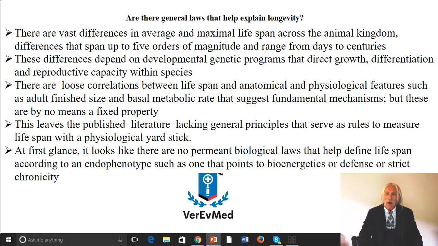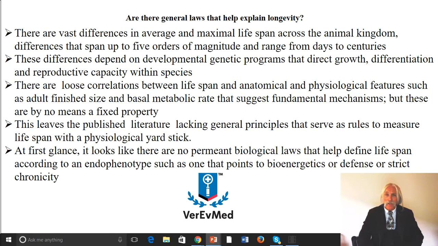So, can we say there are any general laws? Okay, so let's walk out of that paper a little bit and ask about general laws. There are vast differences in average and maximal lifespans, as we've been mentioning. And those differences span up to 5 orders of magnitude. So that means they range from just a few days, where an entire lifespan will occur, to centuries. In fact, bacteria divide every 20 minutes, and so you could argue that their lifespan is 20 minutes. Okay? Although there are different sort of metaphysical principles you could argue against that. Anyways, the differences depend on developmental genetic programs.